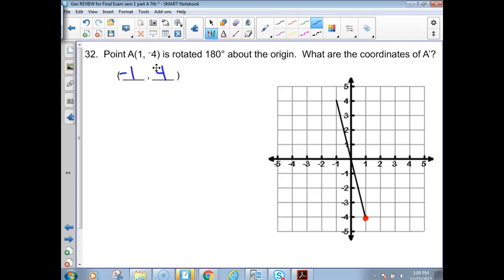Your rule that will be on your formula sheet says take the point (x, y) and change the sign of both the x and the y. I was at (1, -4). I went to (-1, 4), and that's where I landed. Bingo. That's where A prime would be.